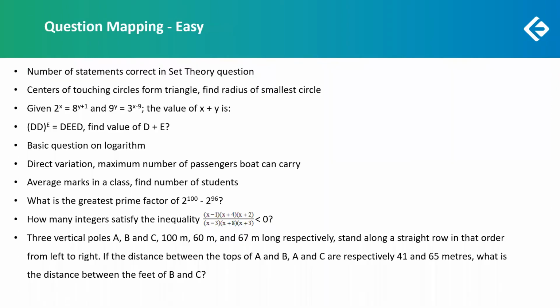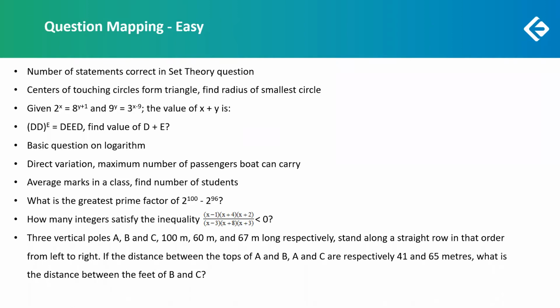Now, let us look at the question mapping in terms of difficulty level. We will begin with the easy questions. So the first easy question asked us to find the number of statements that were correct. So there were a few statements provided. We had to find out how many statements were correct based on the information, and the information was with respect to set theory. So it was a question on set theory.